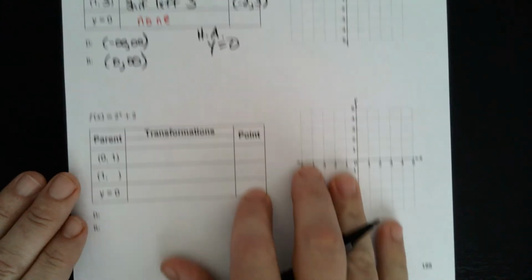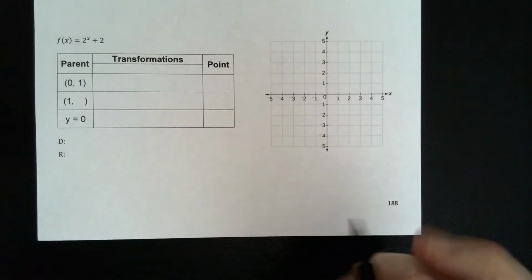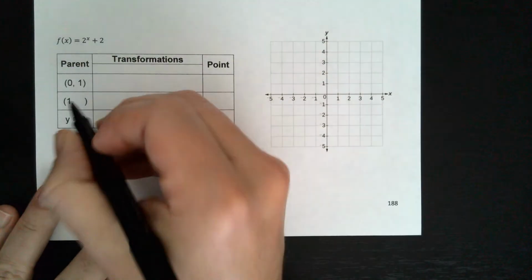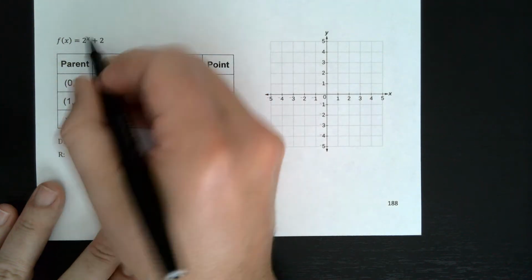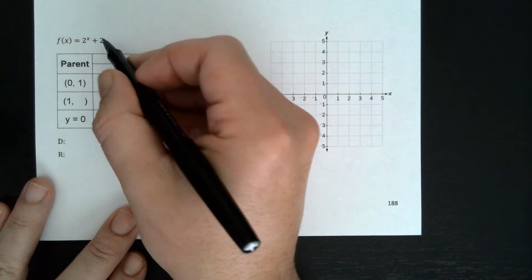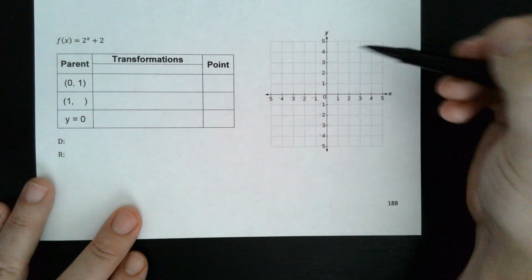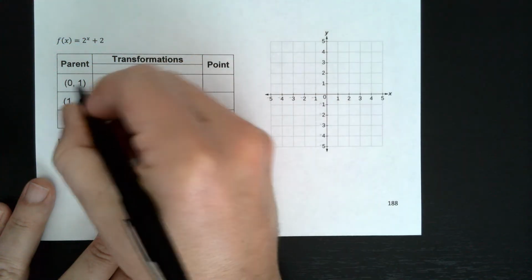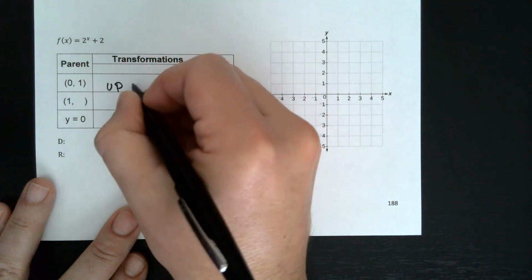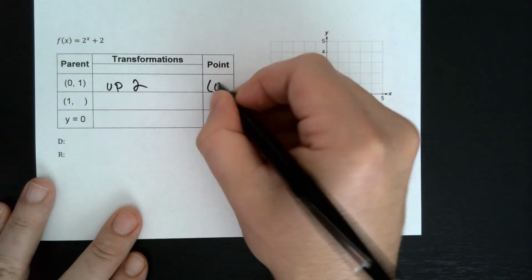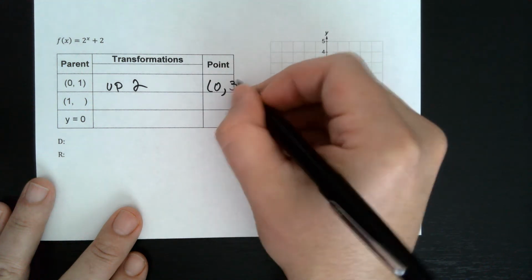All right, let's look at the next one. We've got 2 to the x plus 2. We look at the parent function, which is just 2 to the x, but it gets shifted up. That's the y value, right? It's going up and down. That's the y-axis, so plus 2 is going to go up and down. So instead of (0, 1) like the parent function, the y value gets shifted up 2. So the 0 stays the same, but the 1 becomes a 3.